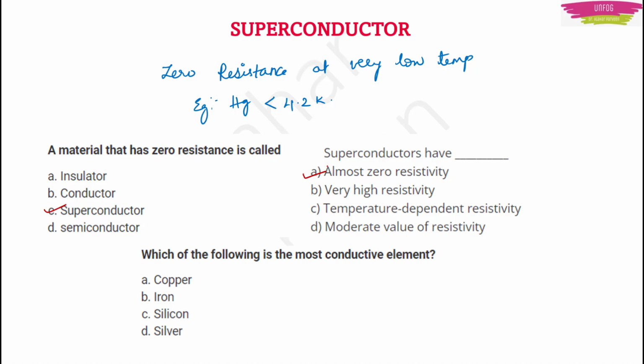Now, which one of the following is the most conductive element? Same thing. The most conductive element is silver, I told you, right? Maybe they will give it to you in a twisted manner. You should remember the most conductive element is silver, but we use copper here in housing circuits. Copper is also a good conductor, but the best is silver. Okay.